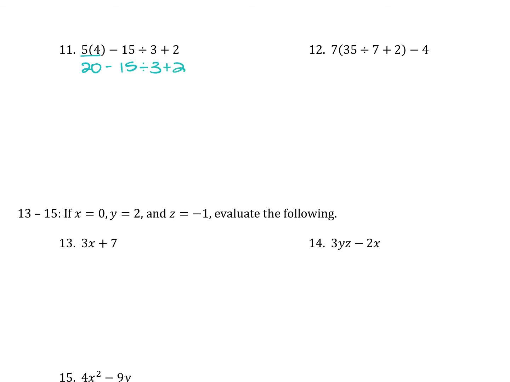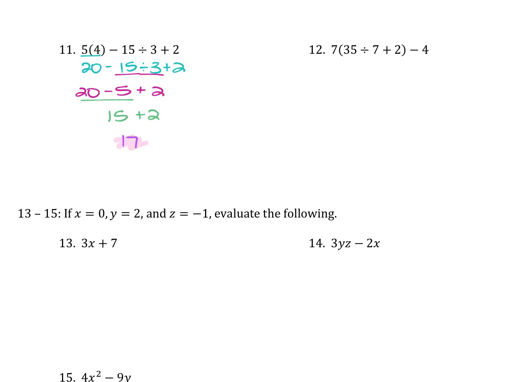Next, still go multiplication or division from left to right. You have that 15 divided by 3. That gives you a 5. So that's 20 minus 5 plus 2. Next, you have addition or subtraction from left to right. So moving from left to right, the subtraction comes first. 20 minus 5 is 15. Then we add the 2 to that, giving us 17.